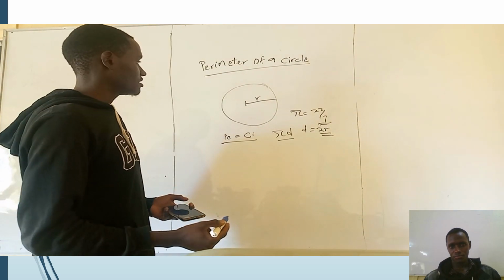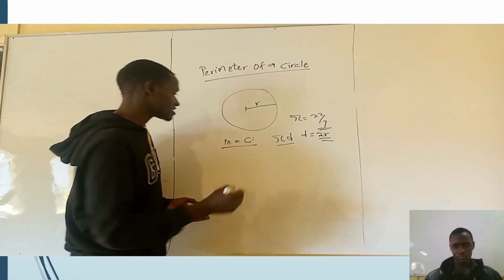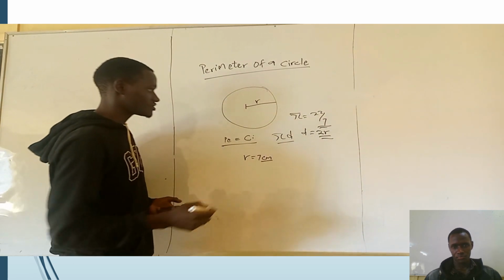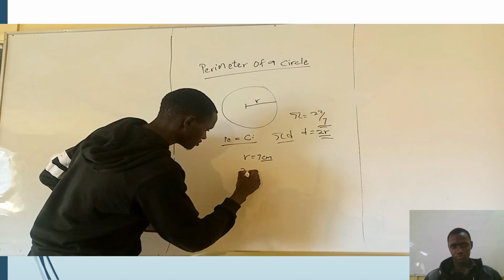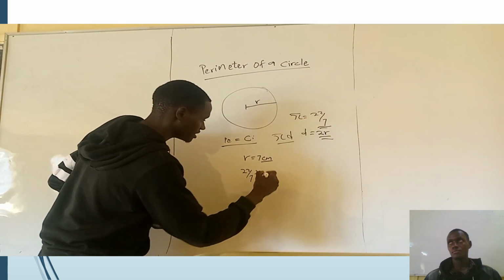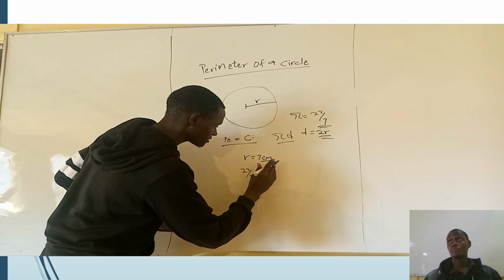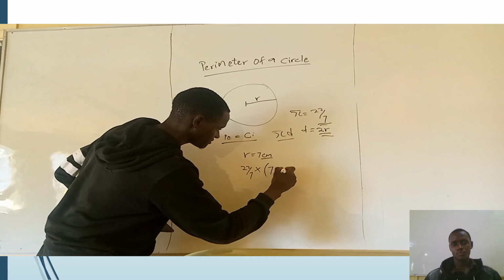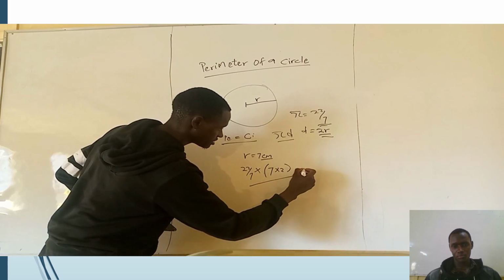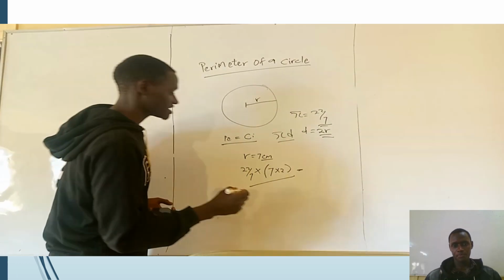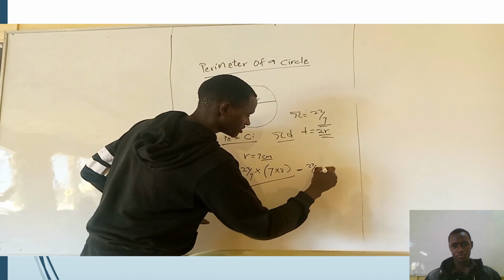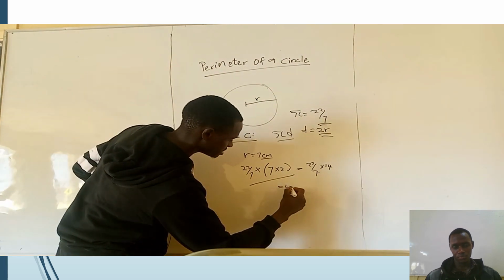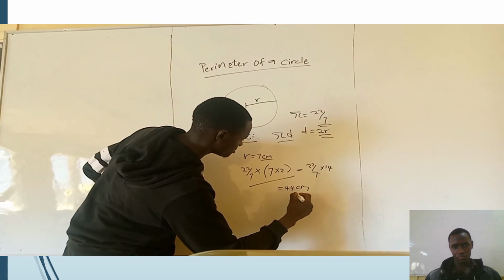Going for an example, let's say our radius is 7 centimeters. So we can take it to be 22/7 multiplied by 7 multiplied by 2. Okay, calculating this, 22/7 times 14, what do we get? Yeah, and our perimeter is 44 centimeters.